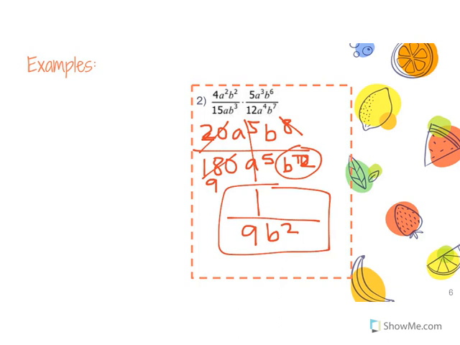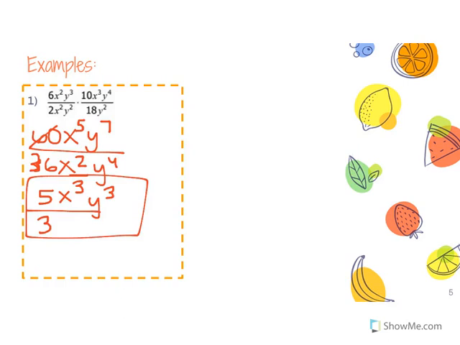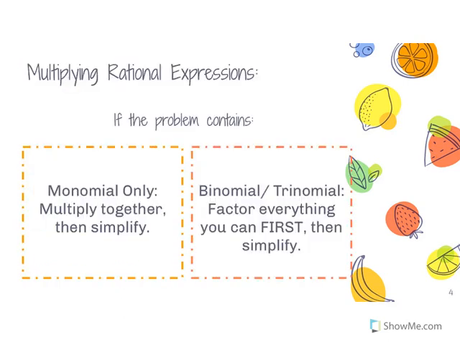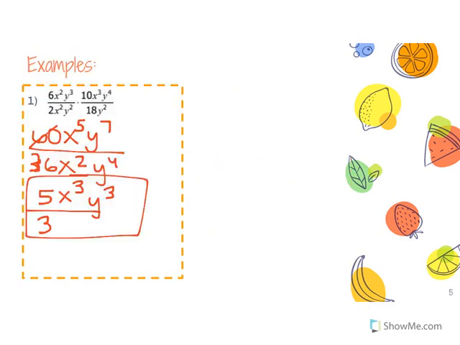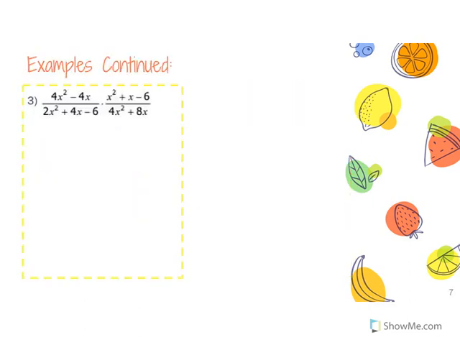Our next two examples are going to be the binomials and trinomials. So if we go back to see our steps, it says if we have binomials and trinomials, we're going to factor everything we can first, and then we get to simplify. So this time we're going to factor first. Let's just take each little section of our fractions separately.